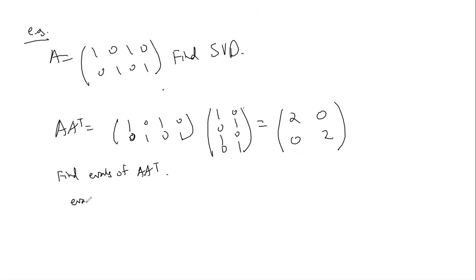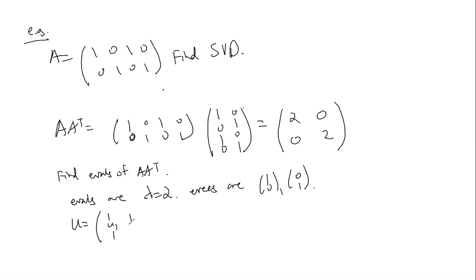Okay, so the eigenvalues are, this one's easy, lambda equals 2. And the eigenvectors are 1, 0, and 0, 1. This one's pretty easy to do. Okay, so U is going to be a 2x2 matrix.